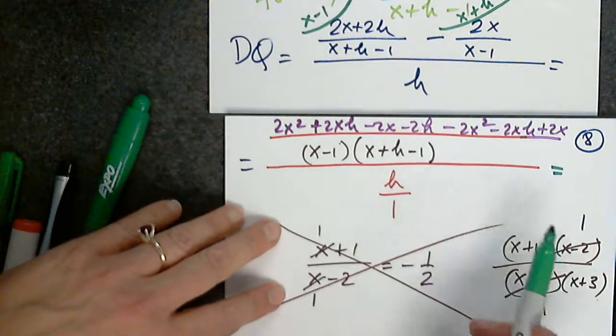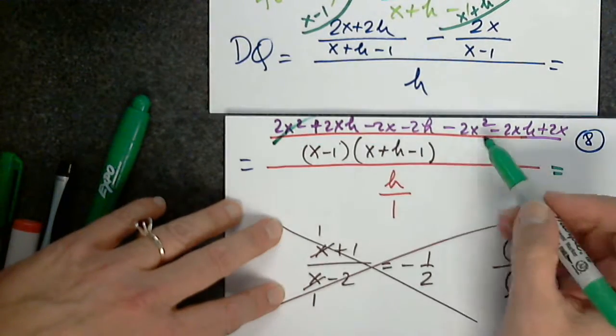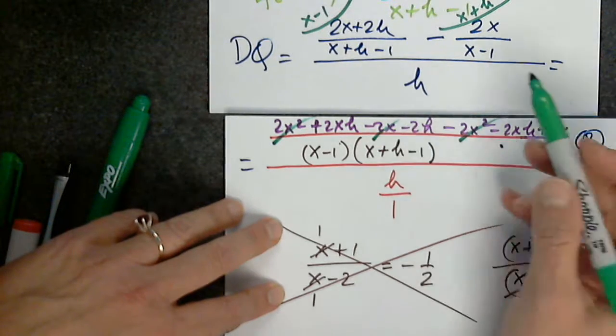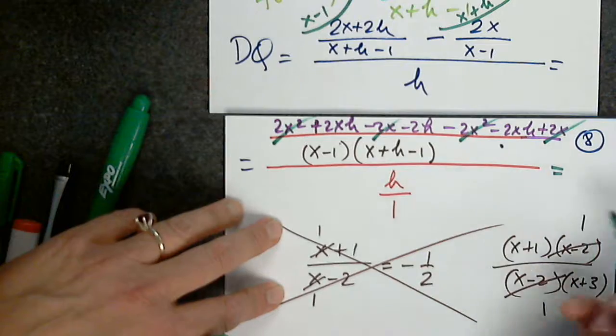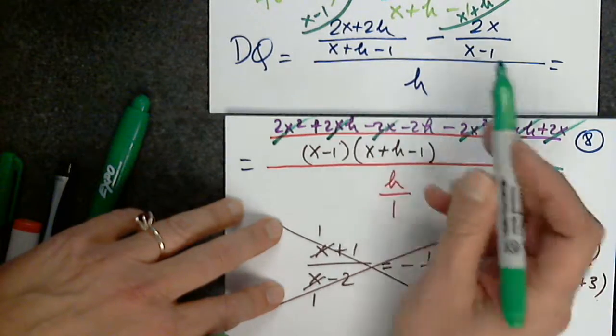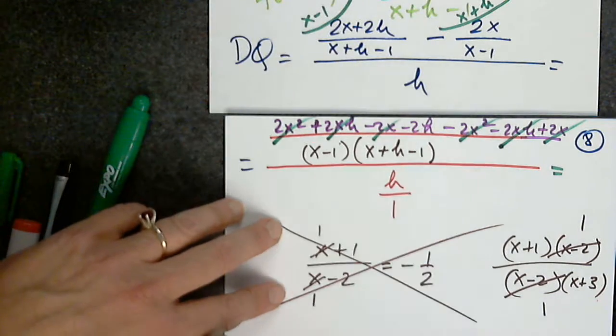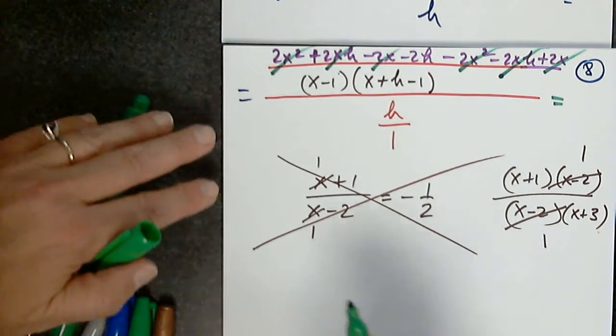Can anyone dictate? The 2x squared goes away with negative 2x squared, the negative 2x with positive 2x, and the 2xh with negative 2xh. Agreed? What is left at the top? Negative 2h over h.